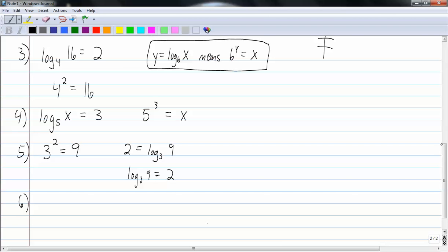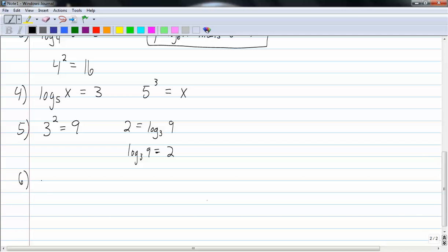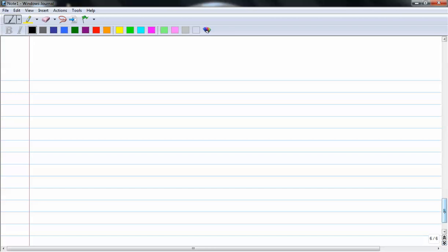We want to do the same thing on number 6. 2 to the negative 3 power equals 1/8. All right, so the base of my logarithm is 2. I'm taking the logarithm of 1/8. And that is set equal to negative 3. So log base 2 of 1/8 equals negative 3. Again, that's C for number 6.